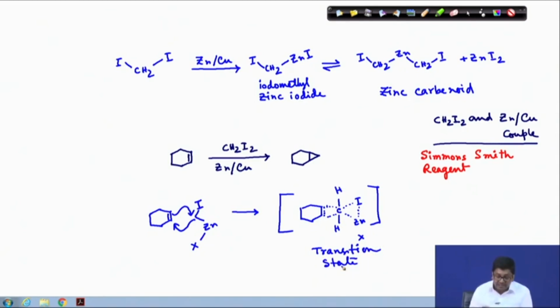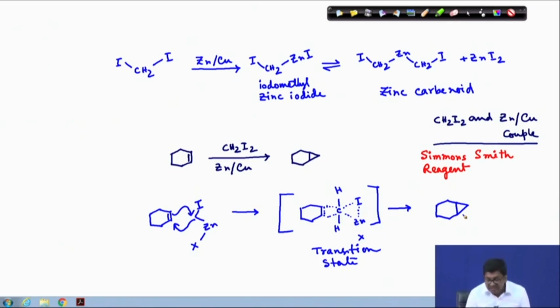Actually, this reaction is going via a concerted way. So, I have written this transition state. Now, this can finally give the desired cyclopropane ring. So, this is the concerted way that can dictate up to this product.